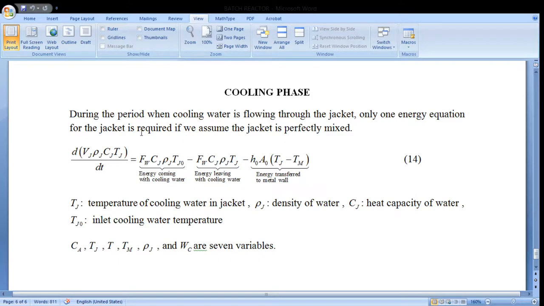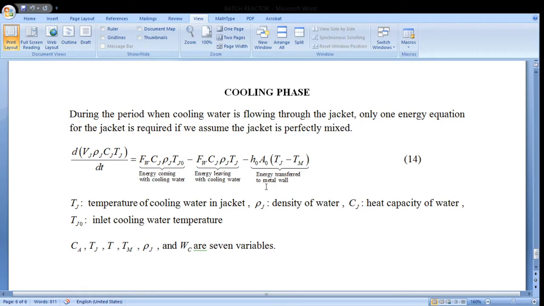And in the cooling phase of the jacket, if you take the jacket here, this is MCPdT of the jacket, Vj into rho j, the mass in the jacket, the heat capacity, and this Tj inside the jacket. So energy comes in with the cooling water, leaves with the cooling water, and energy is transferred from the jacket to the metal ball. So this is for the cooling phase. So you have initially the heating phase, followed by a cooling phase once the reaction has started, and then you have the reaction kinetics. In total you have 14 equations, and all of them can be solved simultaneously.